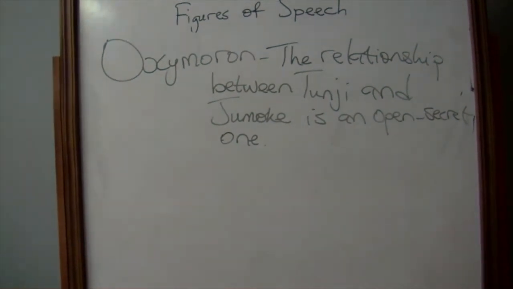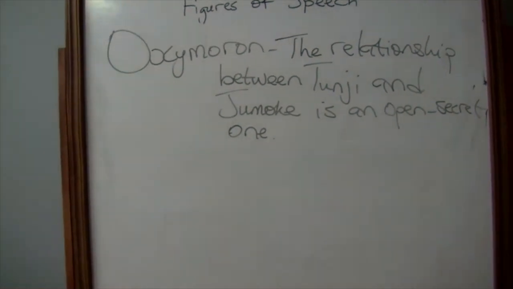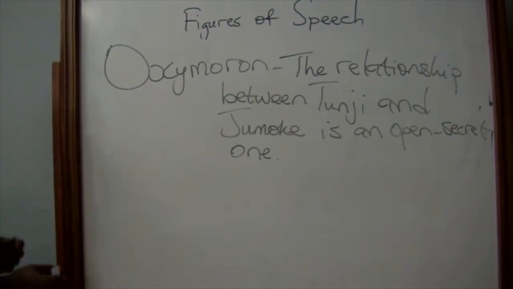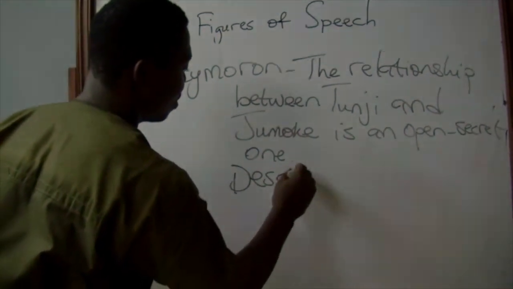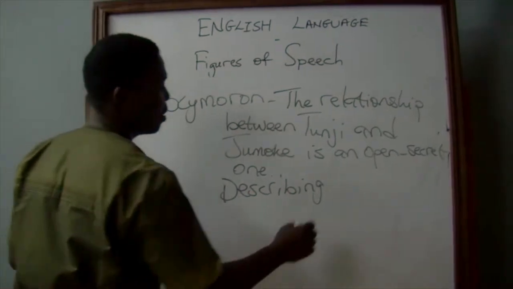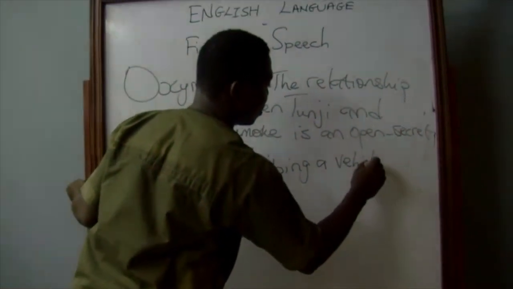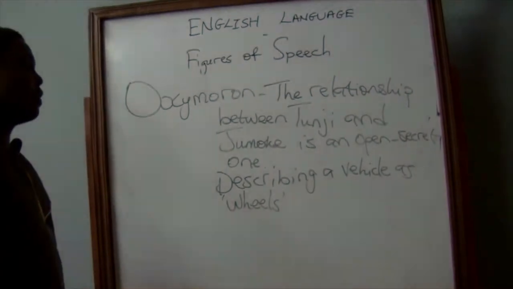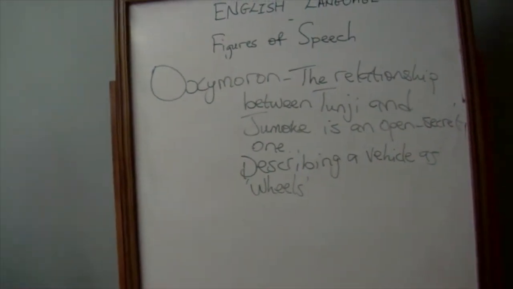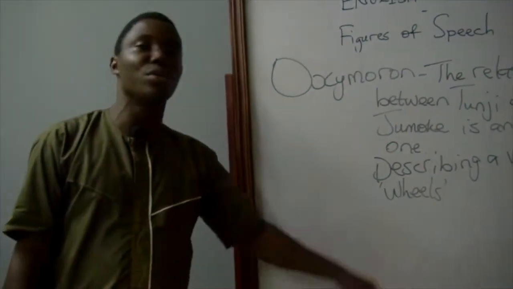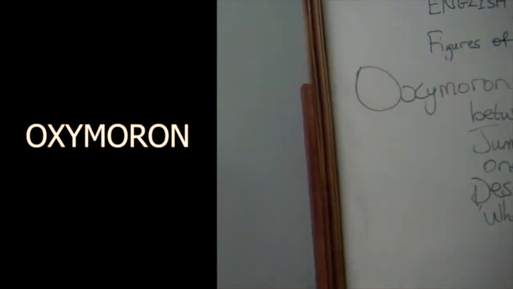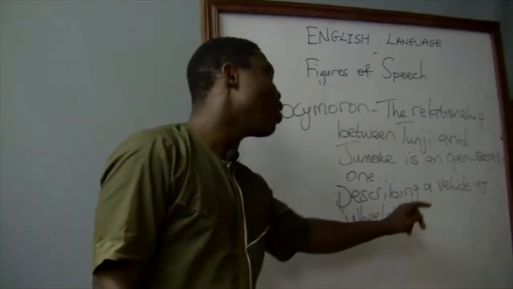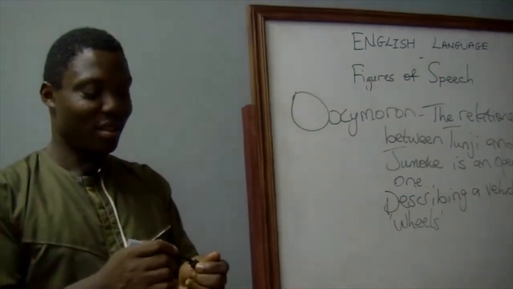Another example here that I can give you will be describing an old vehicle as wheels. We all know that this is a little contradictory. A vehicle will have more than wheels. When we talk about wheels, we are talking about tires. Are we then saying that only tires are referred to as vehicles? No. So this is contradictory, and that is why it is oxymoron.